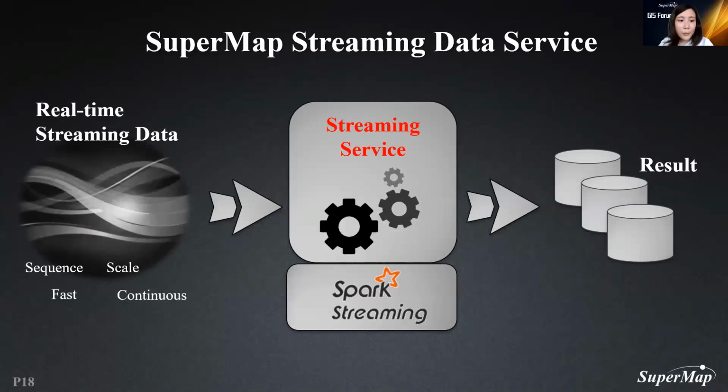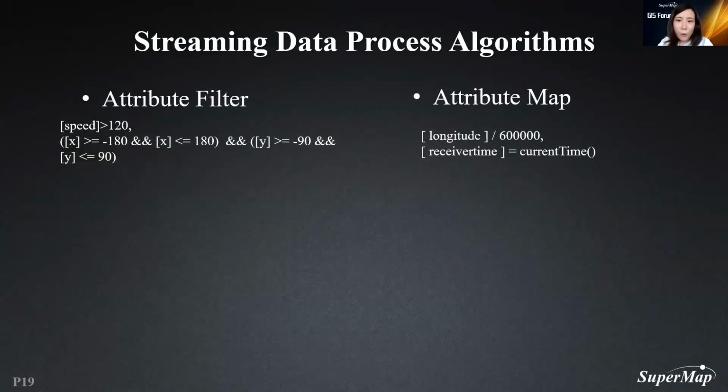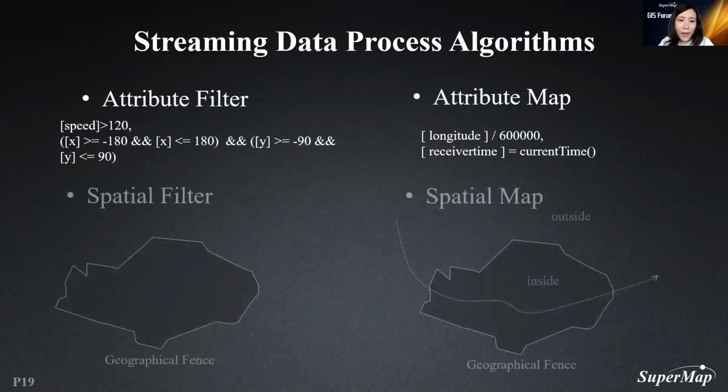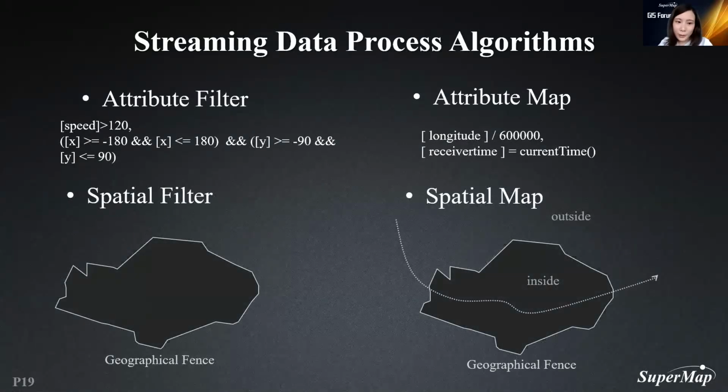This frame includes importing, calculating, and exporting parts. And for calculating parts, there are four key algorithms. For attributes, there are filter and map. And for spatial, there are also filter and map.